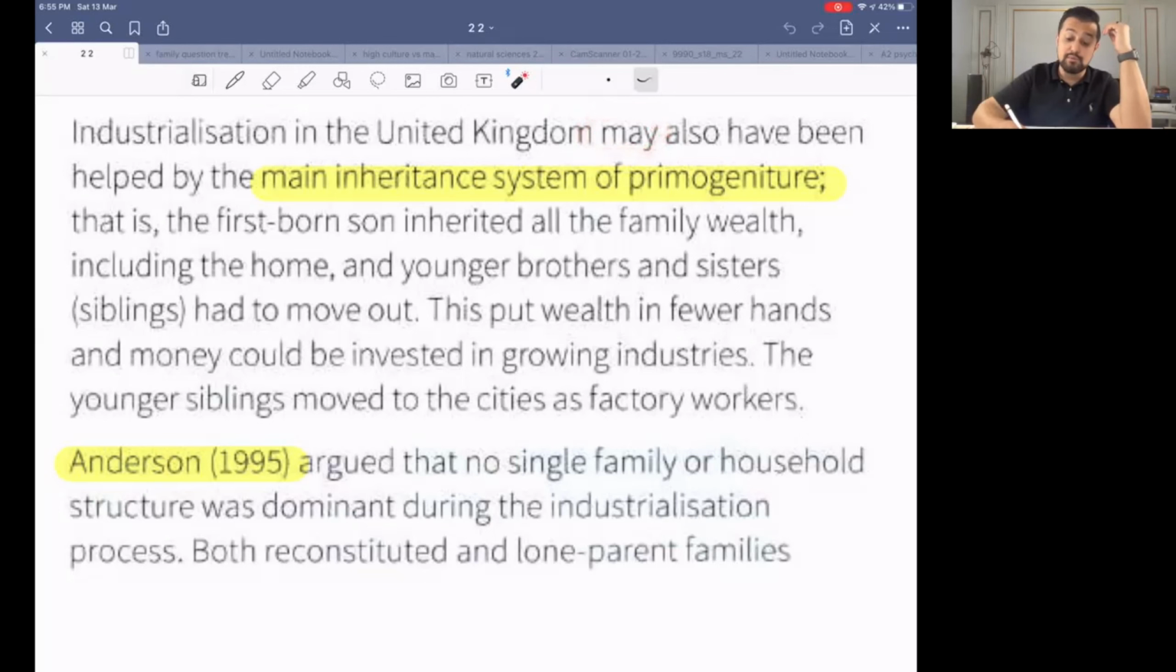Industrialization in the United Kingdom may also have been helped by the main inheritance system of primogeniture. That is, the firstborn son inherits all the family's wealth, including the home, and younger brothers and sisters had to move out. This put wealth in fewer hands.